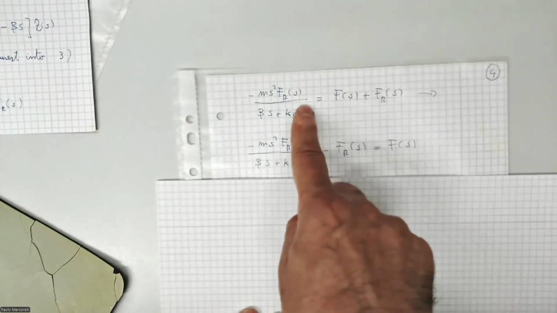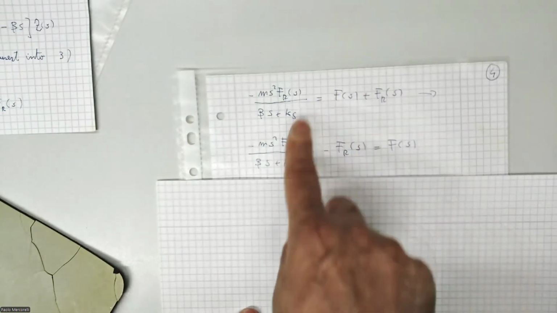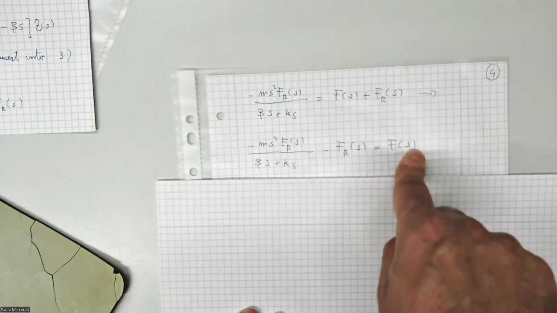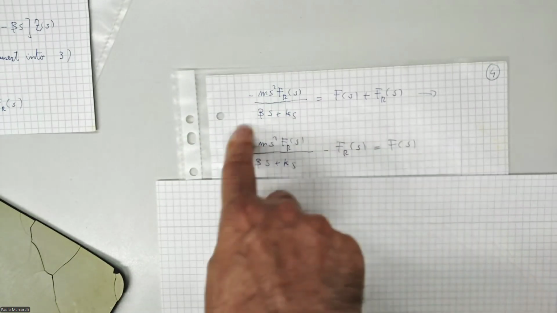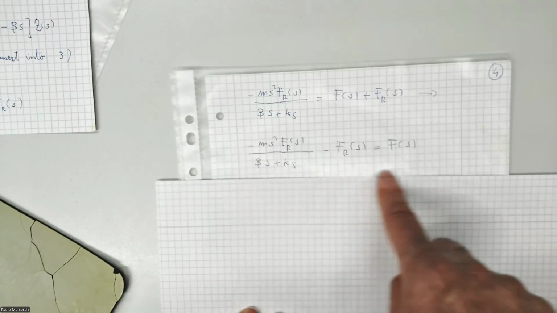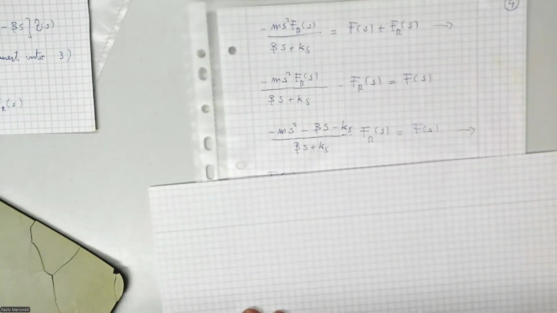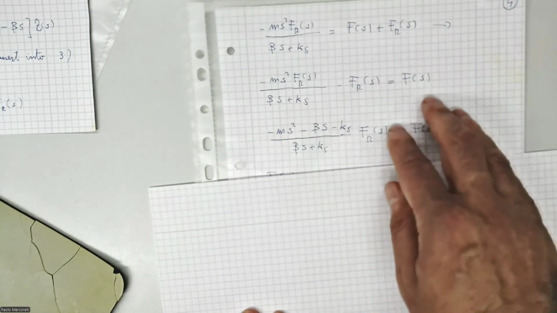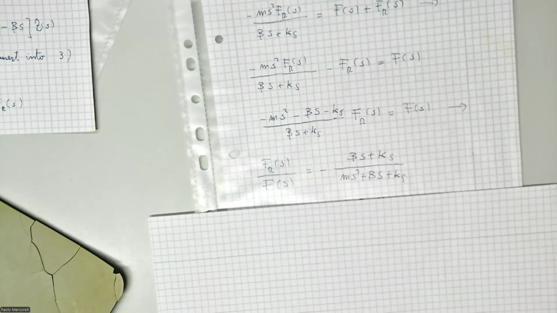I put this on the other side. Now, the idea was Fr divided by F. Fr divided by F is easy from here, because I can do some algebraic calculations, and this is the result: Fr divided by F, this transfer function. The sign minus is against F of S. The calculation is just algebra from high school.